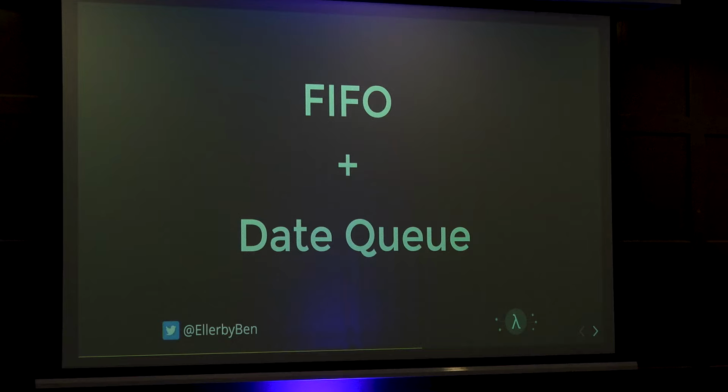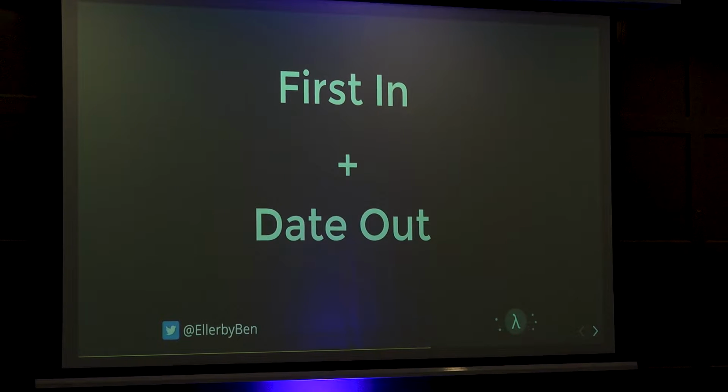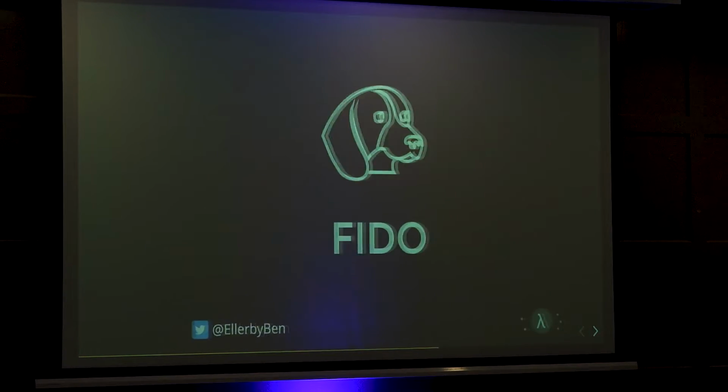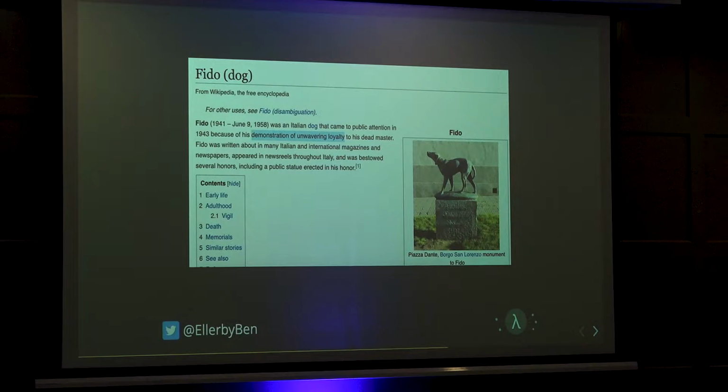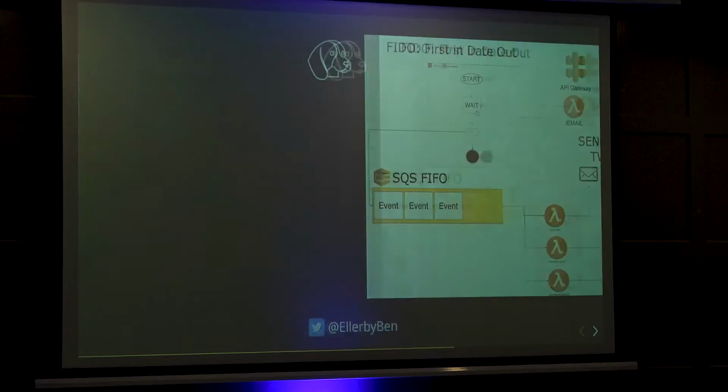Jumping back to our use case of scheduling emails, we wanted two use cases. We wanted first in, first out. User clicks a button, people get the emails. And we also wanted a date queue. We started calling this first in, date out. It doesn't make a lot of sense, but the name stuck. So Fido was born, which obviously has a logo. Once you give things names, they don't go away. So this is going to stay for many years, I think, at that company. And it also turns out on Wikipedia to be a demonstration of unwavering loyalty, which always sounds good from a scheduling service. So we stuck with it.